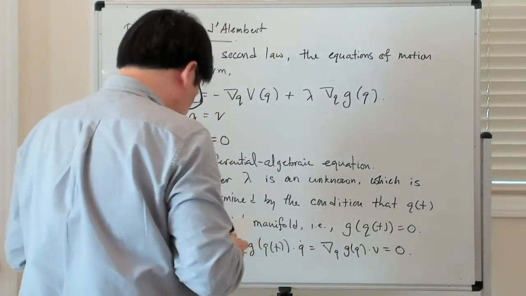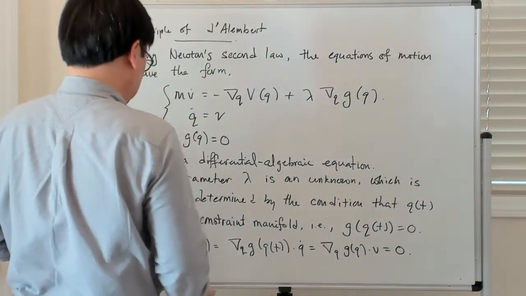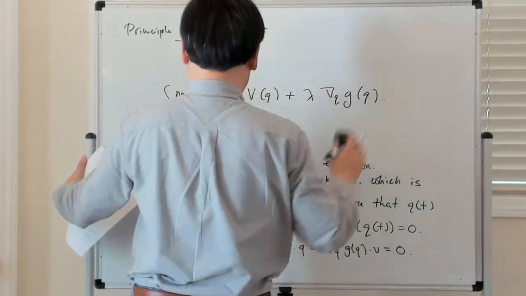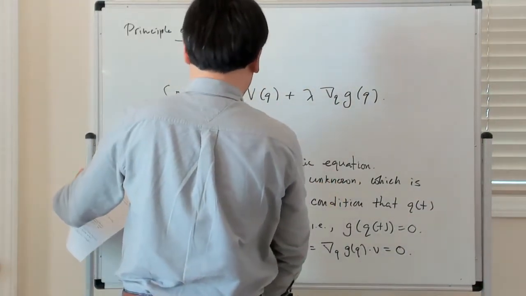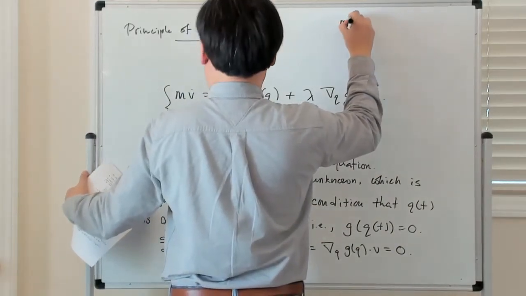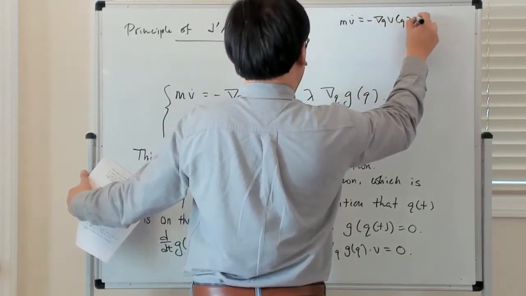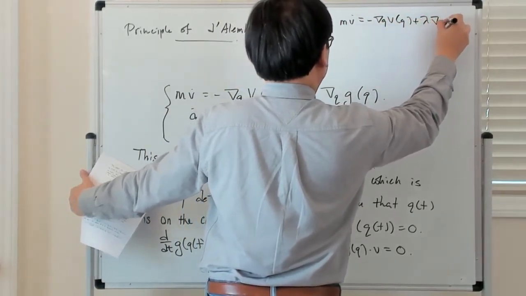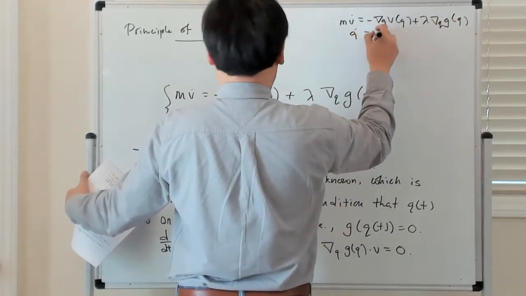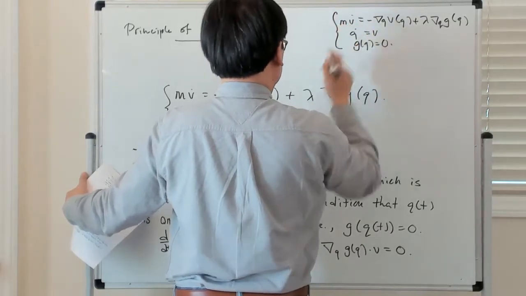And then I can differentiate this one more time. Maybe I should copy this to the side. So you have m v dot is equal to minus gradient of V plus lambda gradient of g at q. q dot is equal to v, and then g of q is equal to 0.